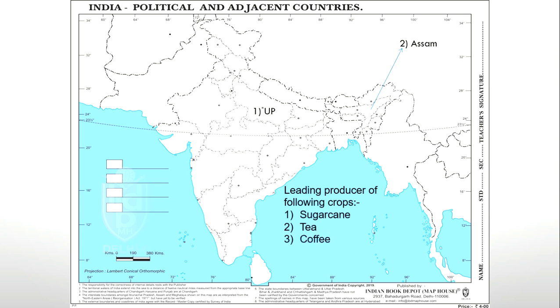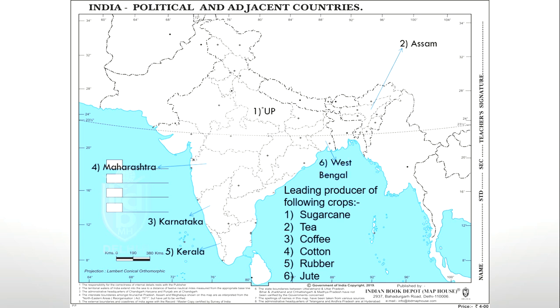Then we have next coffee. Karnataka is the leading producer of coffee. You all can see that. Then we have cotton. Cotton leading producer as per your NCERT is Maharashtra. So we have to remember that. Then rubber. Rubber leading producer is Kerala. And then the last one, jute. Leading producer is West Bengal.